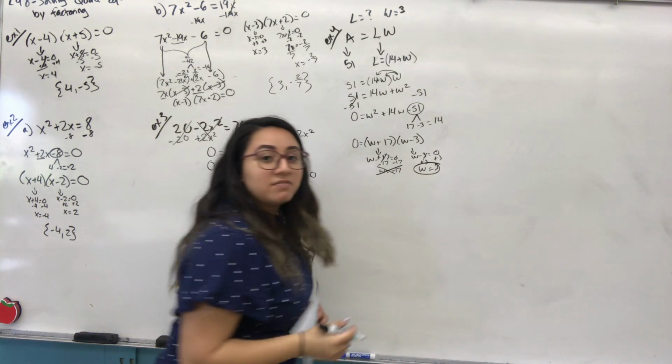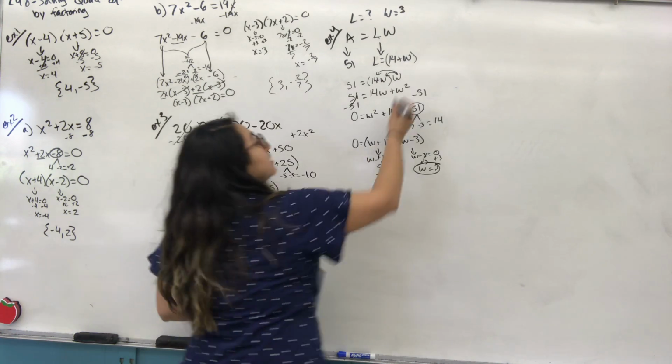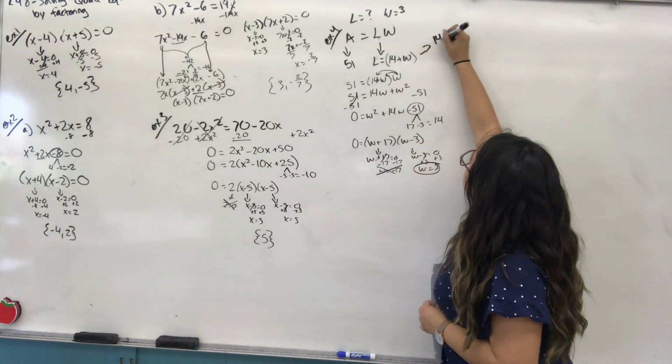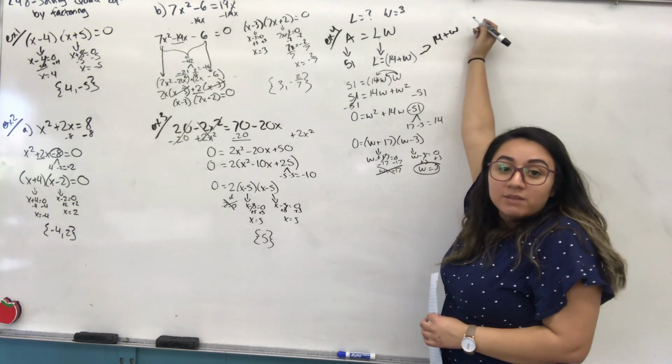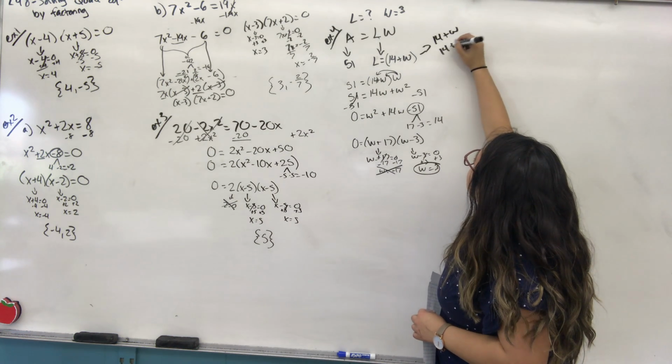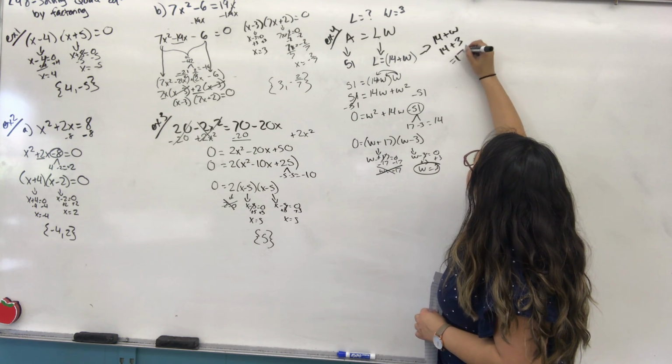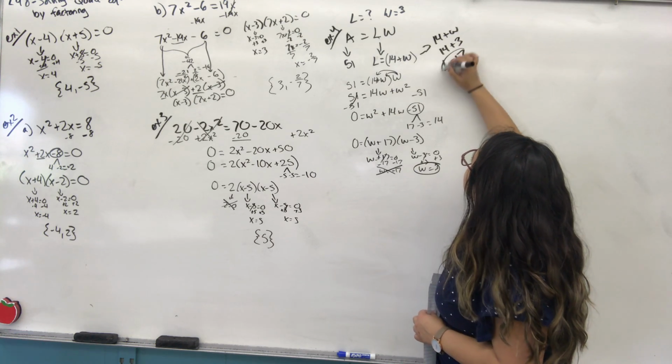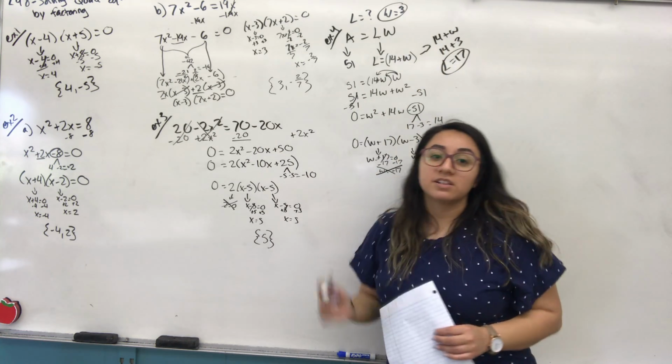Now we have to go ahead and find our length. Our length, if we remember from this equation, is 14 plus w. Now we have what w is. Our length is 14 plus 3, which is equal to 17. So our length is 17, our width is 3, and that's all.